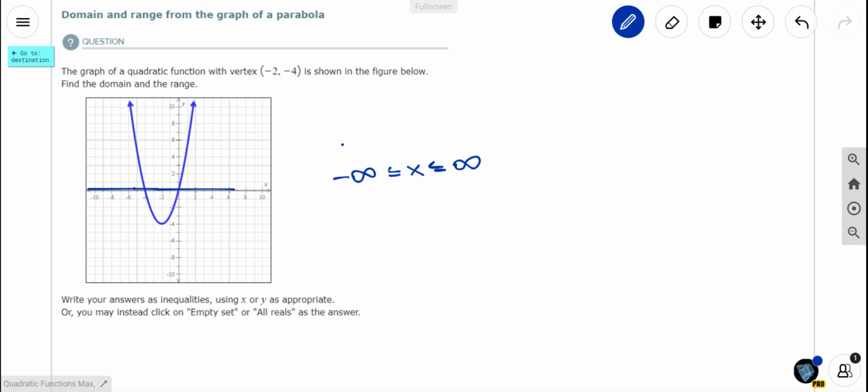Y, on the other hand, doesn't have any value until you get to right here at negative 4. Then it has a value. So Y goes from negative 4 to positive infinity, because it can keep going up from there. It can keep going up forever. All right, next.